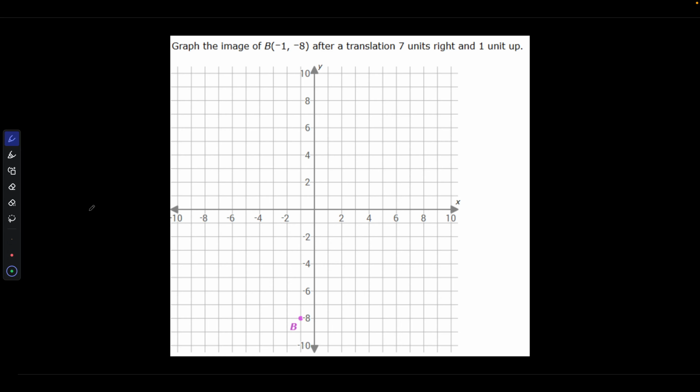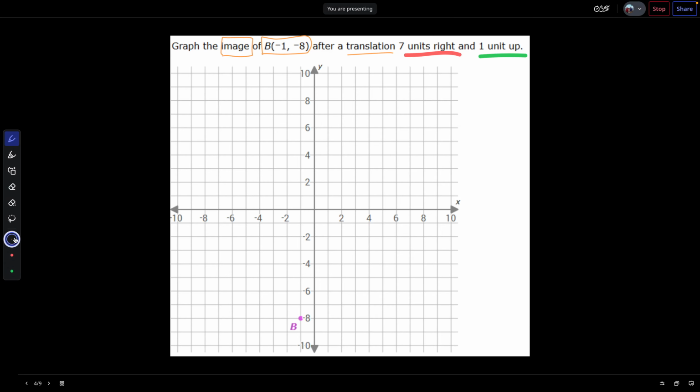So the problem says, graph the image, I'll talk about this word in a second, of B (-1, -8), which is already on the graph for us. They already give us B is on the graph at (-1, -8). And then it says after a translation, 7 units right, we're going to put that in a different color, 7 units right, and different color, 1 unit up.